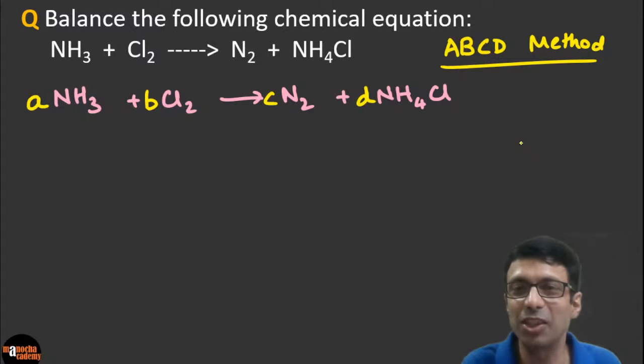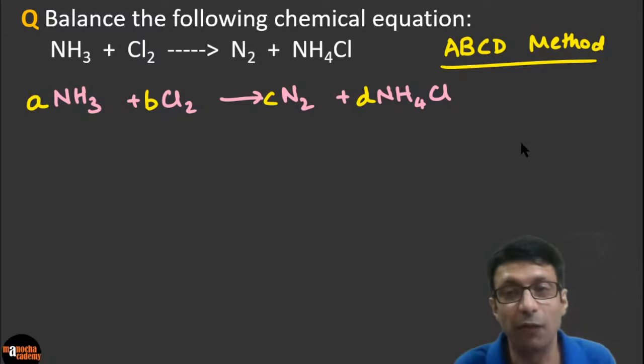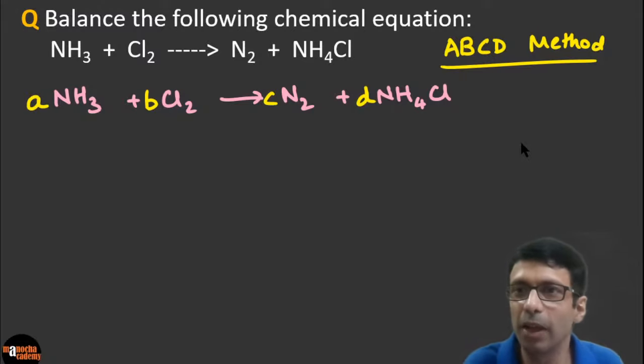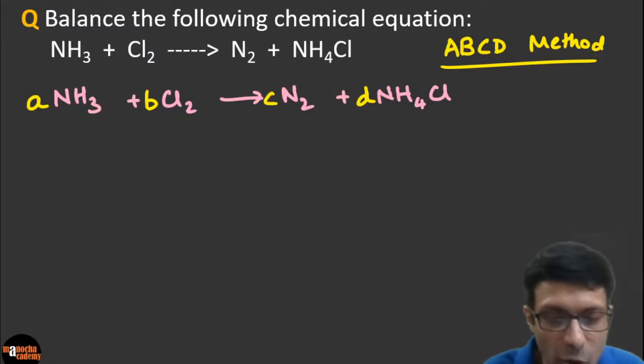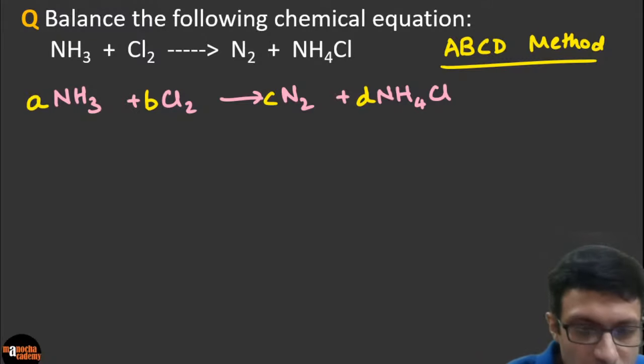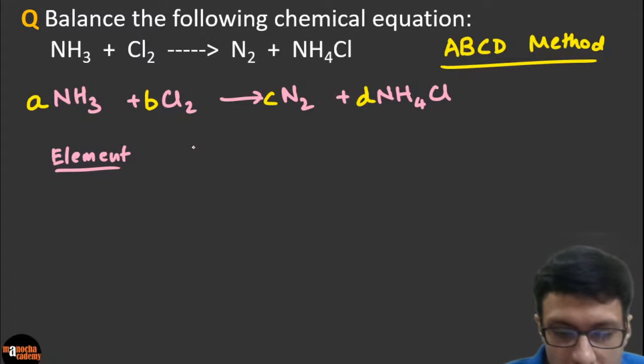Now let's look at the interesting part, how to balance. How to find these numbers. These A, B, C, D are like X, Y in algebra, right? We don't know the values of these. And once we get the values, our equation is going to be easily balanced. So everybody got this? Now let's see how to balance it. My suggestion is you make a simple table with the elements, and then we are going to write the equation for the elements.